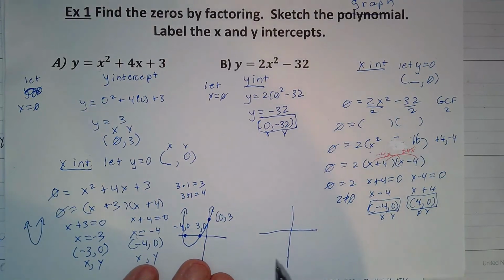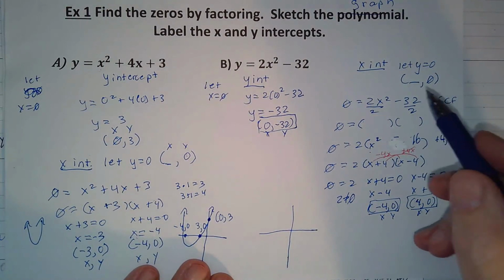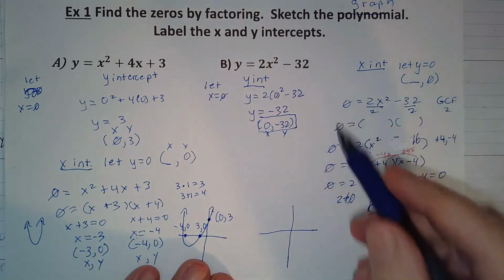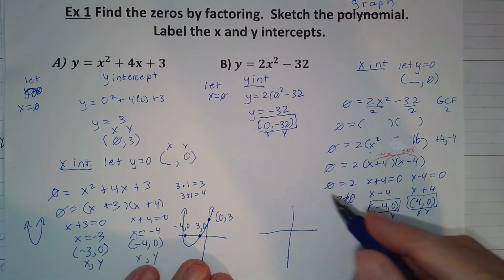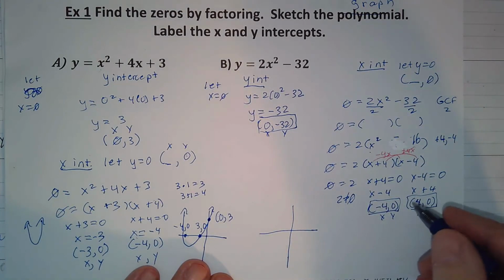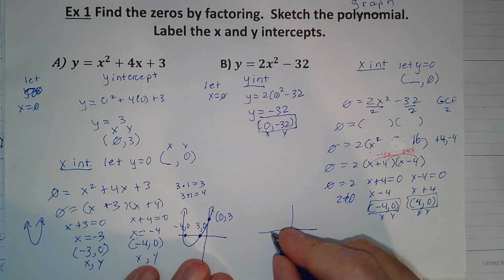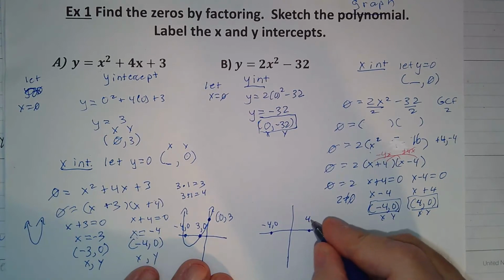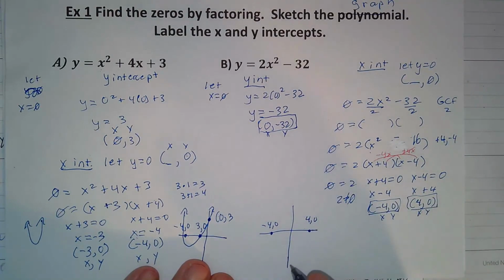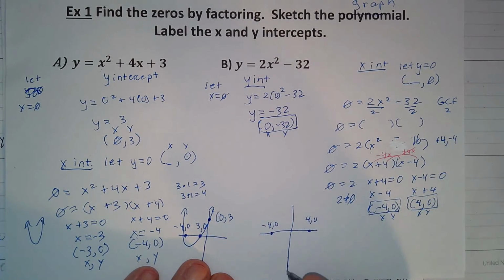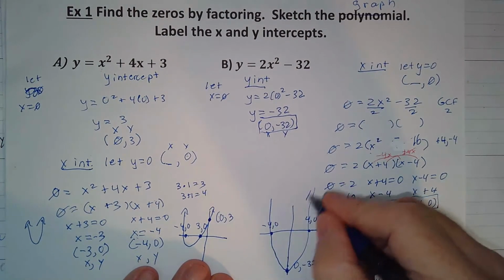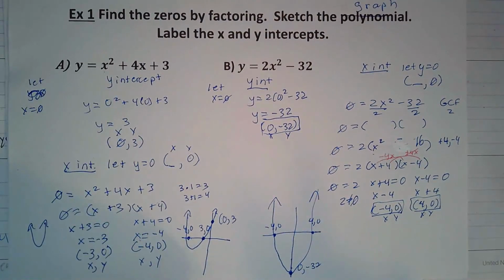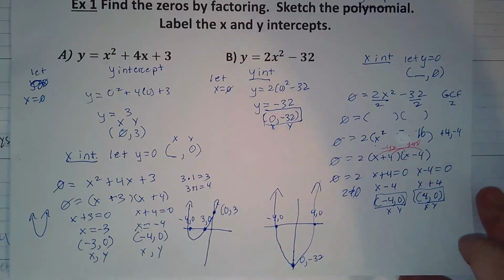And so when you do that, now notice that the x-intercepts are negative 4 and 4, so here's negative 4, 0. And here's 4, 0. And your y-intercept is 0, negative 32. That's way down here, but it's somewhere down here. So x is 0, y is negative 32. So you end up with a parabola that looks like this. Okay. All right.